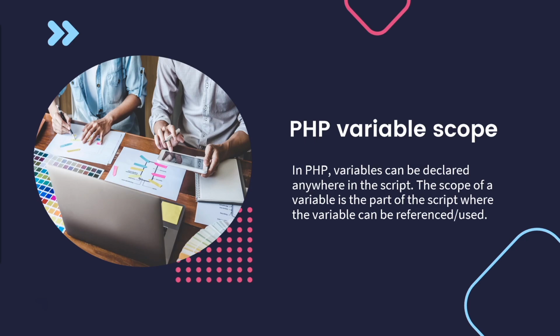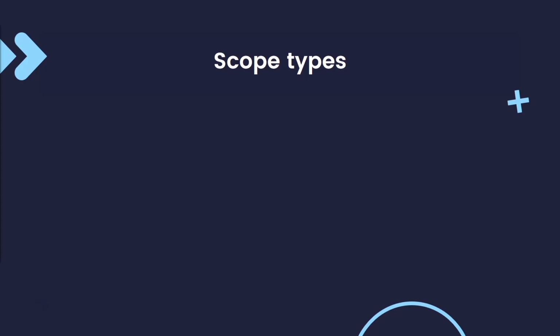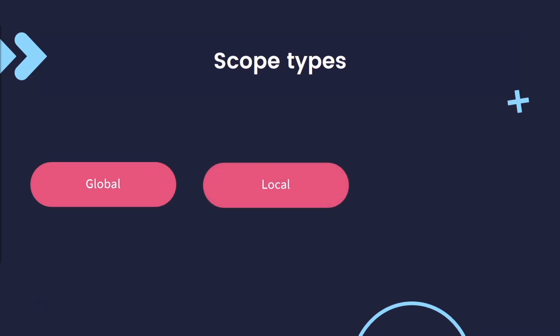The scope of a variable is the part of the script where the variable can be referenced or accessed or even used. Now, when it comes to variable scope in PHP, we have three different types. We have global scope variables, we have local scope variables, and we also have static scope variables. Let's dig a little deeper to see how they differ.